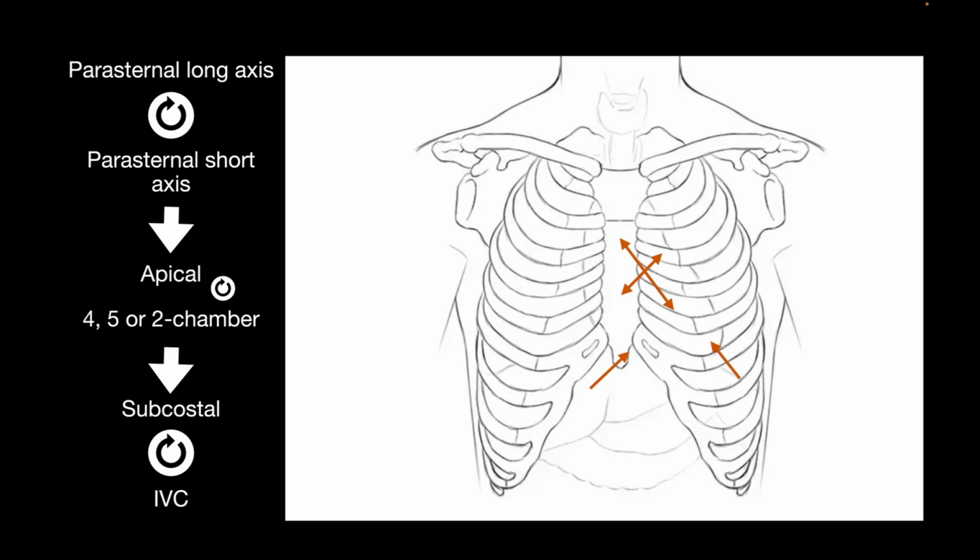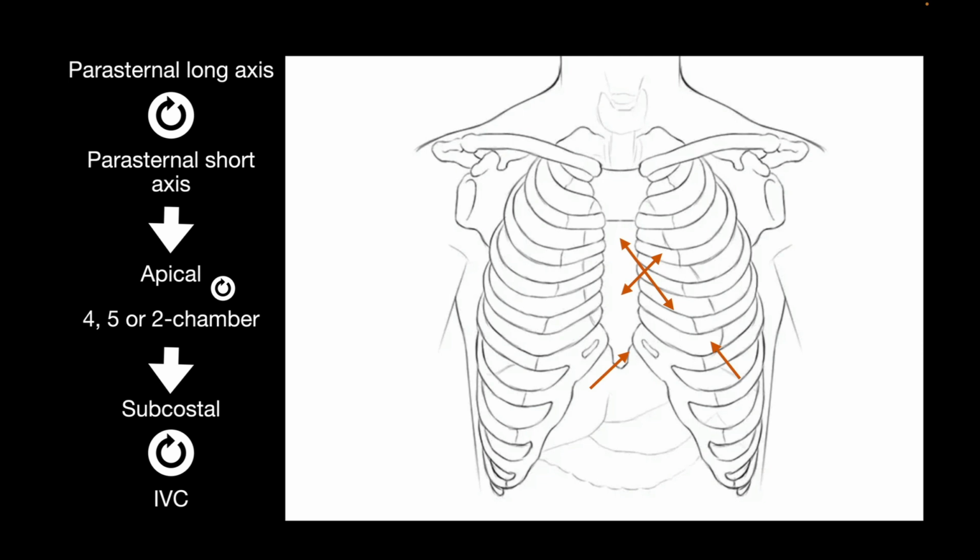If we just fan a little bit anterior posterior, we can get the 5-chamber view. And then if we rotate completely 90 degrees in the apical window, we can get a 2-chamber view, which we don't really use much in bedside echo, but is a view that is used for measuring the left ventricle.